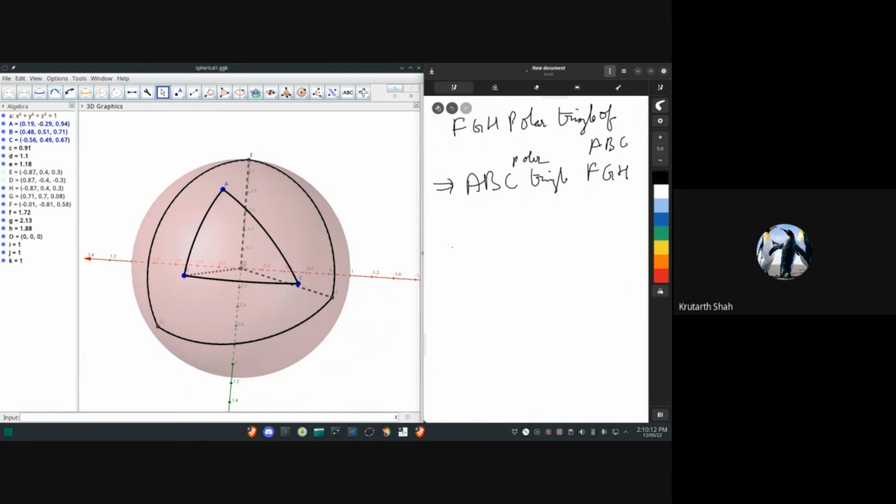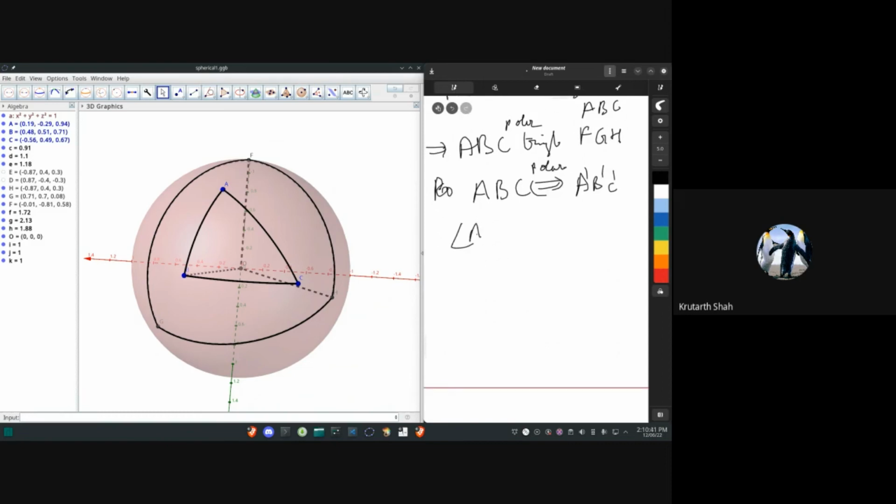Right. So we have shown that if A'B'C' is a polar triangle of ABC, then ABC is the polar triangle of A'B'C'. So the main advantage of polar triangles is this. If ABC and A'B'C' are polar triangles of each other, then we have that angle A plus B'C' equals 180. You can take 2 minutes to prove it.